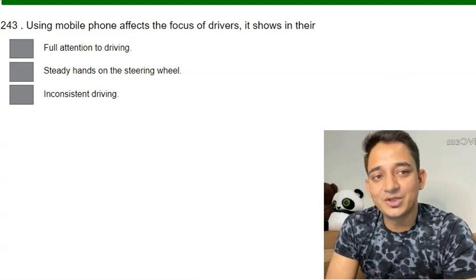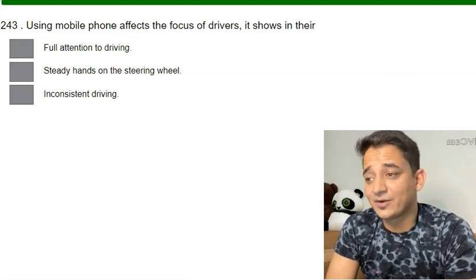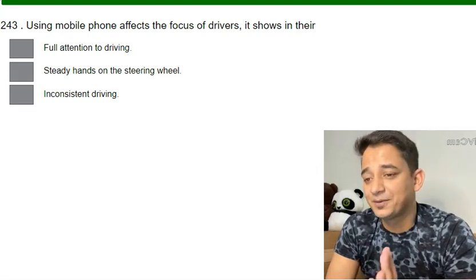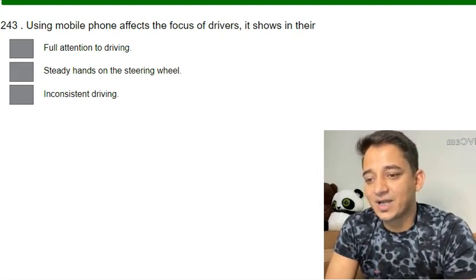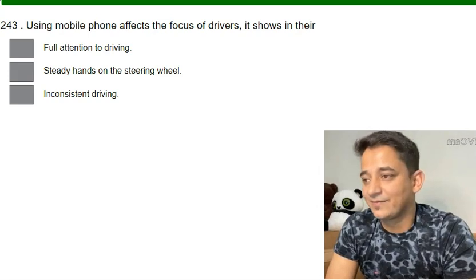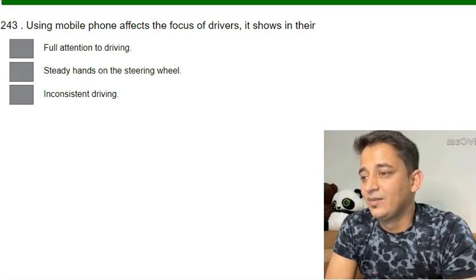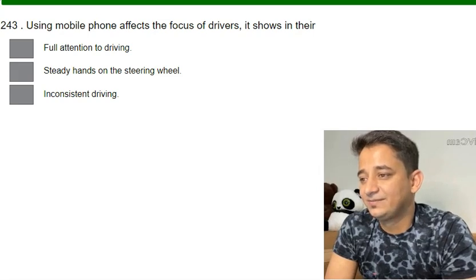One good thing about the questions is that the 40 questions you're going to get in the final exam will come out of these 300 questions. So if you try it one or two times, you're definitely going to pass. Using a mobile phone affects the focus of the driver. It shows in there.